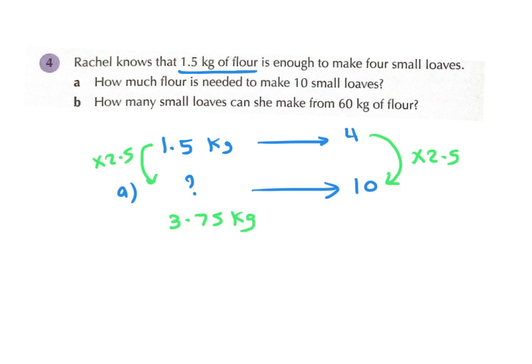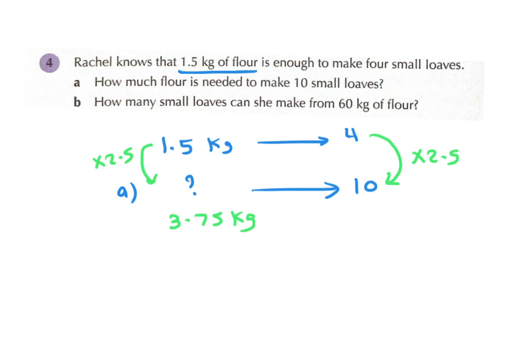Or we have a different way to solve. You can find the missing one by cross multiply. Multiply 1.5 by 10, then divide by 4. You get the same answer. 1.5 times 10, then divide by 4. 15 divided by 4 equals 3.75. Yes. Cross multiply. Multiply, then divide.